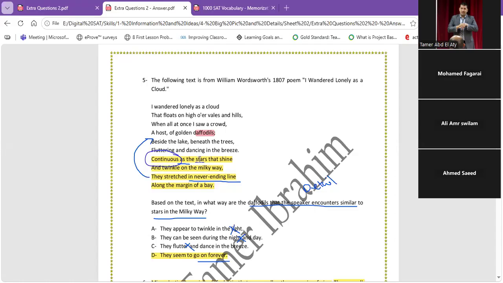What is twinkle? The stars, not the daffodils. They stretched a never-ending line along the margin of a bay. So they appear to twinkle in the light? No. They can be seen during the night and day? No. They flutter and dance in the breeze? No. They seem to go on forever? Yes, continuous. So the answer is D.